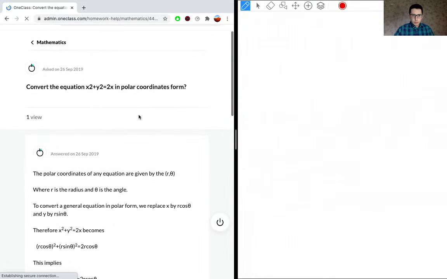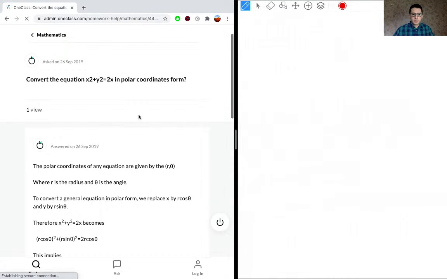Okay, so the next question is asking us to convert the equation x squared plus y squared equals 2x. I'm looking at the solution here, and they use x squared plus y squared, so it's not just 2x. So x squared plus y squared equals 2x, and we need to convert this into polar coordinates.